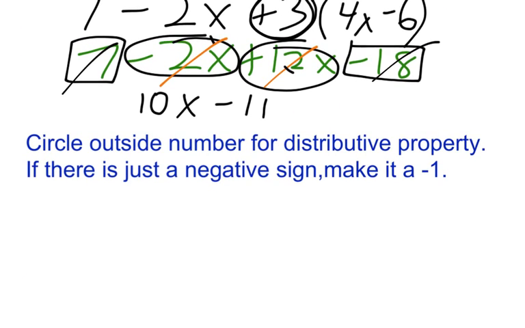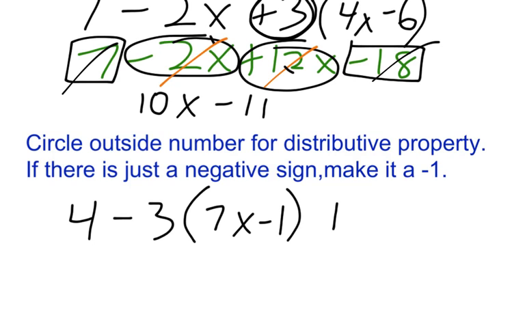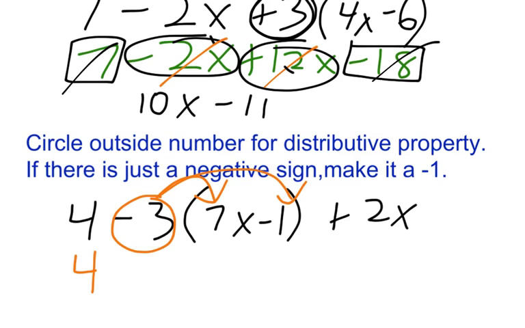So let's try one that uses a negative there. So for instance, 4 minus 3 parentheses 7x minus 1 and then plus 2x. So I'm going to circle the negative 3, I'm going to distribute it. Remember, I multiply first. That's why I use distributive property first. And I'm going to bring down my 4. And negative 3 times 7x is a negative 21x. Negative 3 times negative 1 is positive 3. And then I bring down my plus 2x.